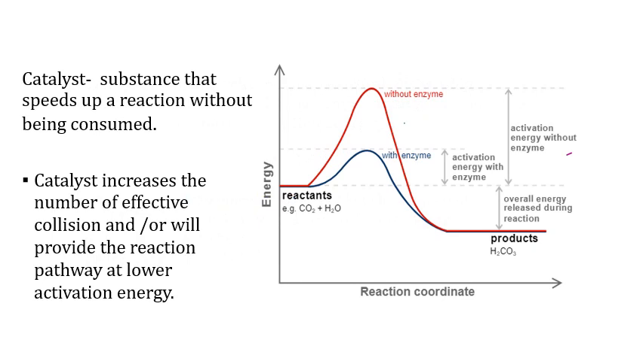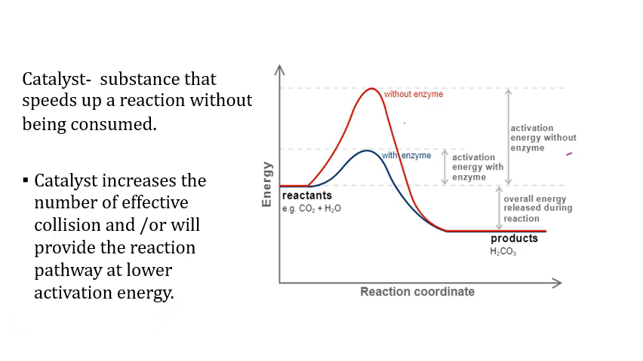In the same way, we can explain the effect of a catalyst on the reaction rate. What happens when you add a catalyst to the reaction mixture is that the catalyst increases the number of effective collisions, and it also provides a reaction pathway with a much lower activation energy. So in this example, we can see that an enzyme is a catalyst.